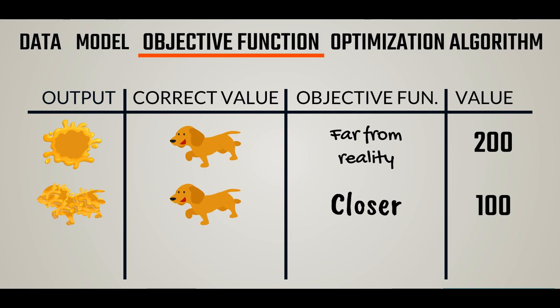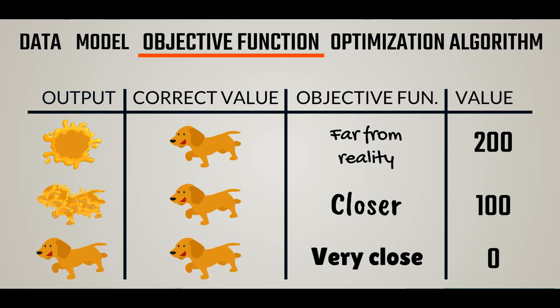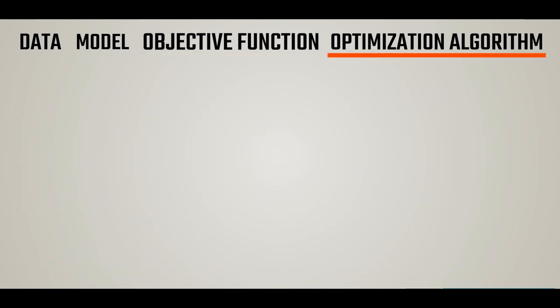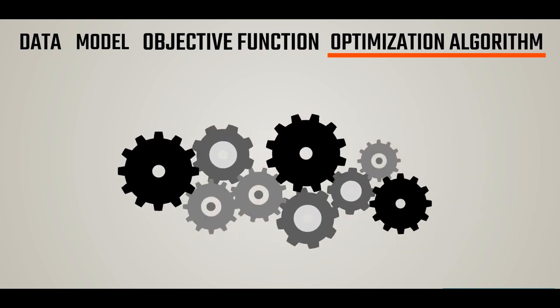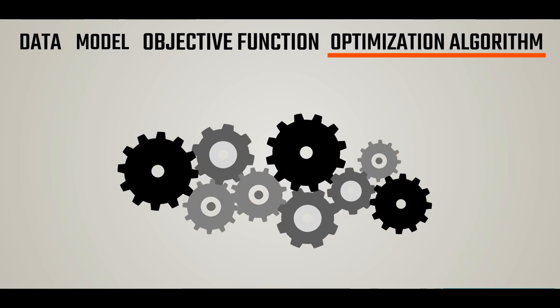For example, if our function is measuring the prediction error of the model, we would want to minimize this error, or, in other words, minimize the objective function. Okay, our final ingredient is the optimization algorithm. It consists of the mechanics through which we vary the parameters of the model to optimize the objective function.